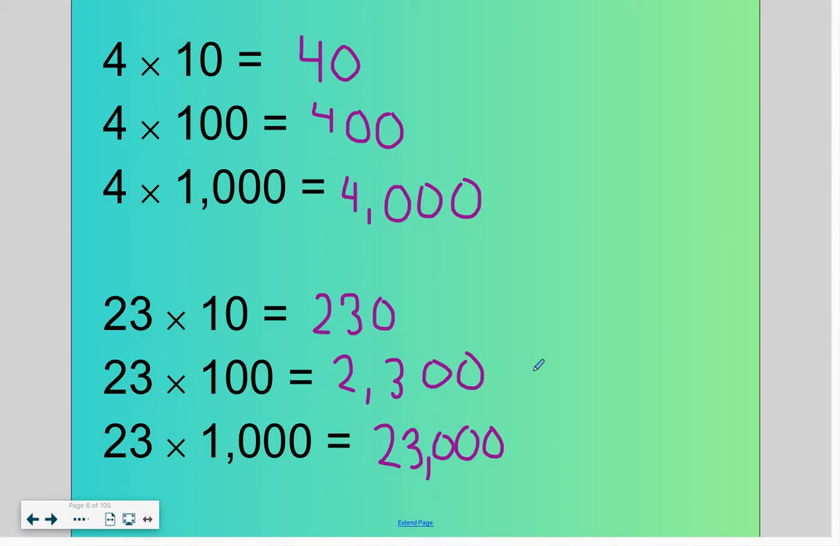So every time we multiplied by 10, we added a 0. But what that really means is that the digit 4 moved over on our place value chart. So when it started in the ones place, it moved to the tens. When it was in the ones place and it was multiplied by 100, it moved over 2 place value spots, or 3 place value spots.